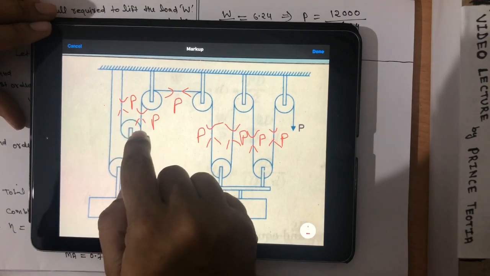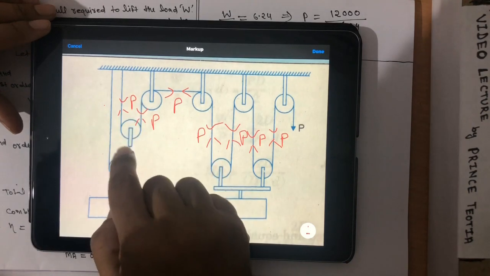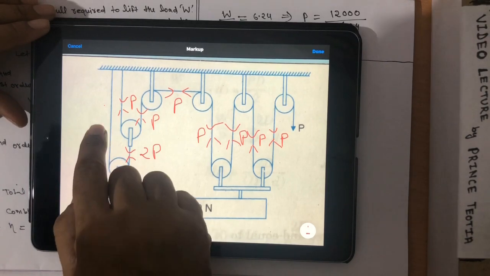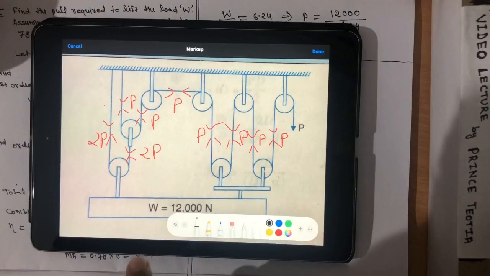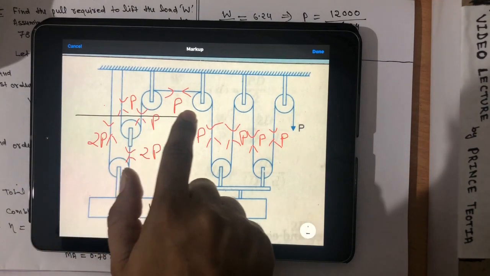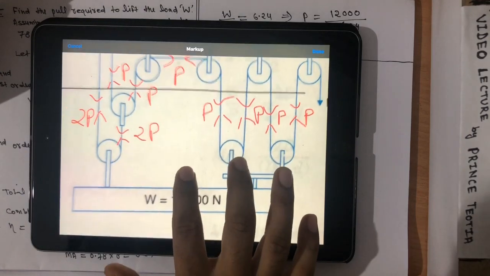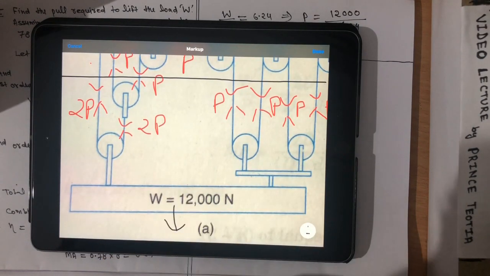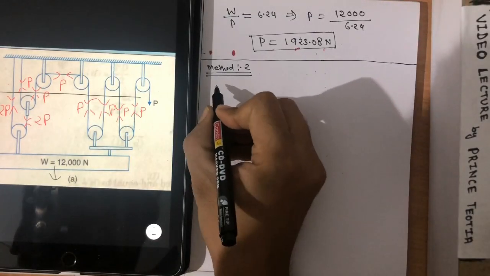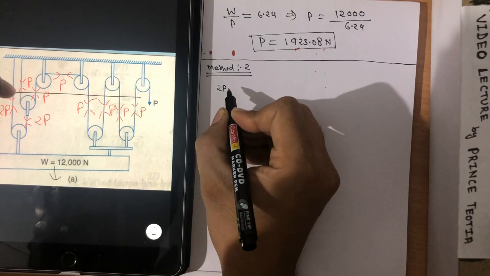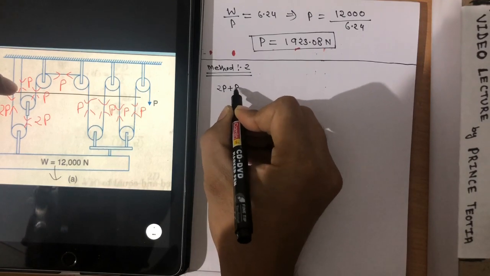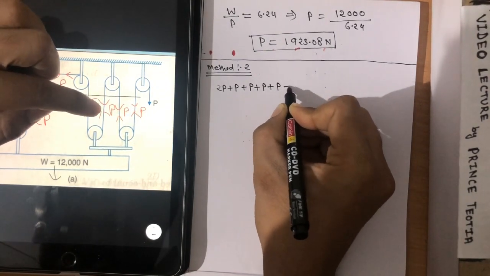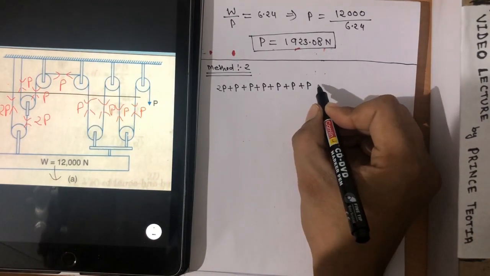So assume this is in equilibrium. The forces P and P are in the upward direction, so to balance this, there is 2P in the downward direction. Now this is the same string on the same pulley, so if this is 2P, then this will be 2P. Just divide this into two parts, make a section at this point. If we consider only this portion, W is in the downward direction in equilibrium. So the total force in the upward direction is 2P plus 2P at this section, plus P plus P, then P, then P plus P.